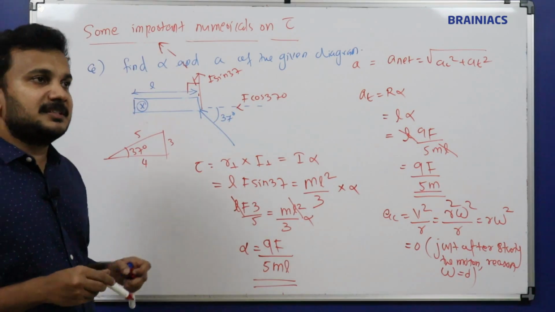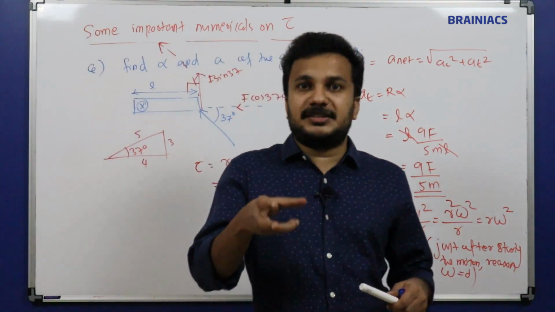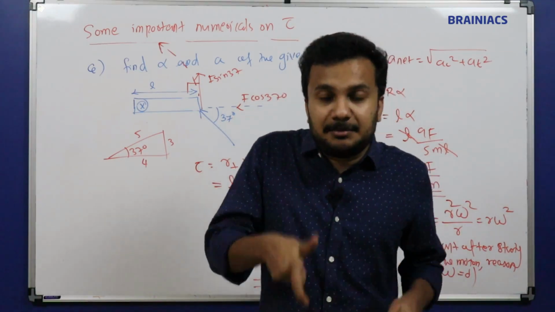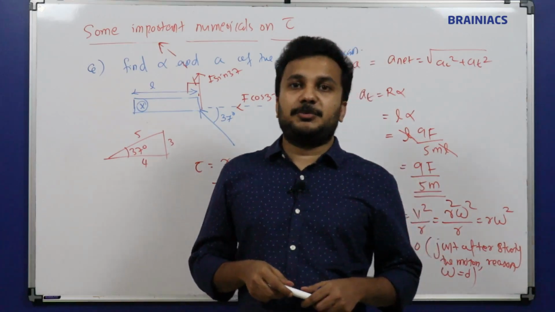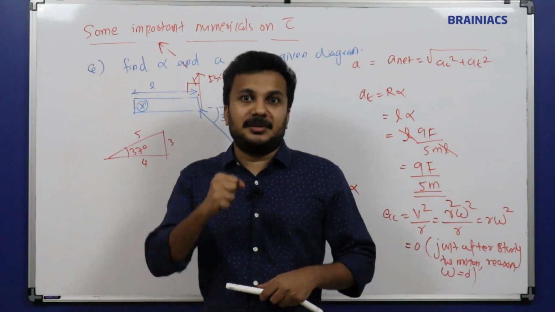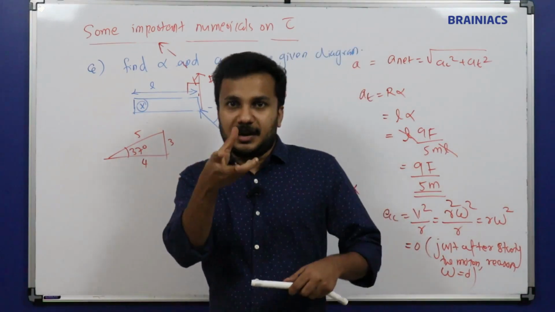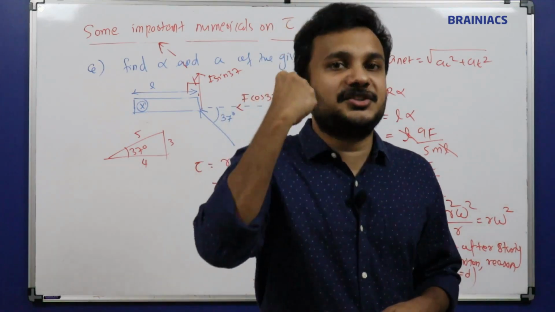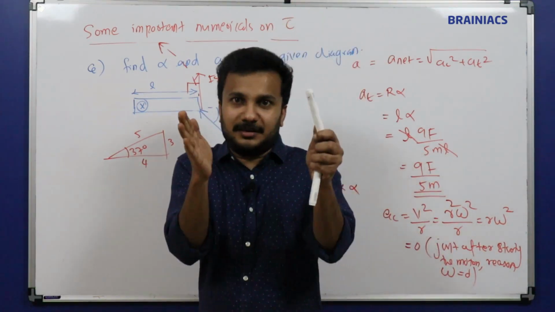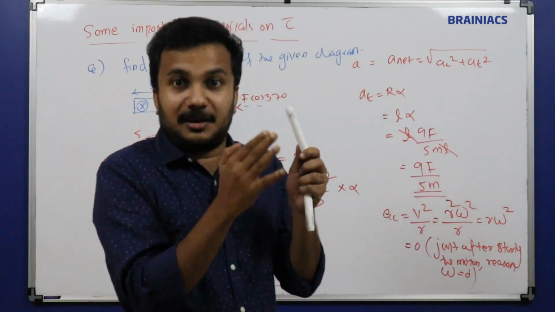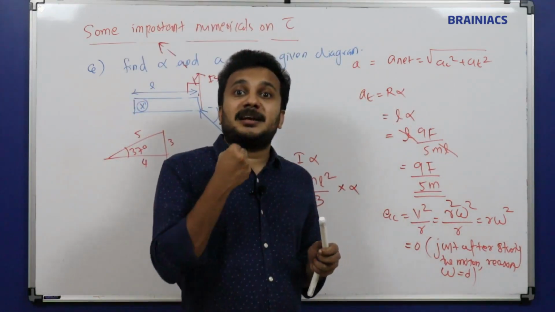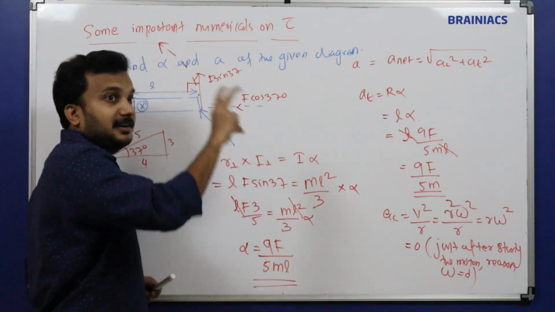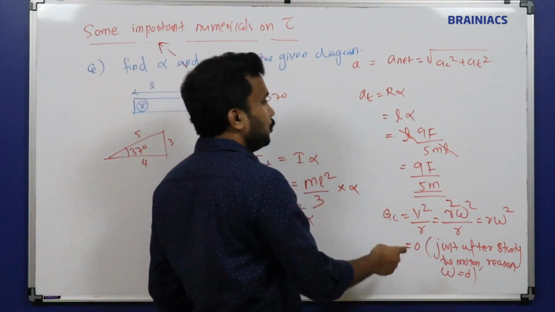So AC means centripetal acceleration. Centripetal acceleration will take some time to build up in a body. Just after the rotation starts, the centripetal acceleration will not be there. Only tangential acceleration will be there. After some time, centripetal acceleration starts to act on the body. Just after the start, we only have AT, there is no AC.